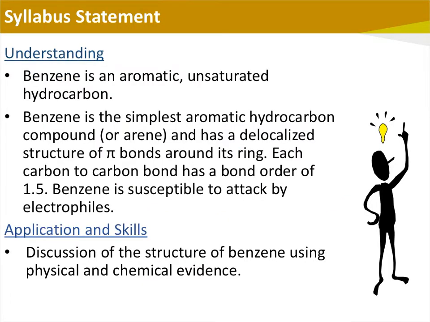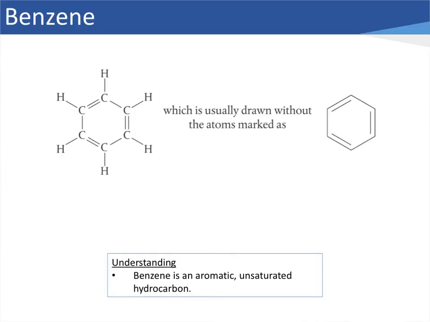Some syllabus statements that we've already worked on together in previous work on organic. Benzene is an aromatic unsaturated hydrocarbon. It is the simplest aromatic hydrocarbon compound, or arene, and each carbon-to-carbon bond has a bond order of 1.5. Benzene is susceptible to attack by electrophiles. Discussion of the structure of benzene using physical and chemical evidence. So these are things that we'll talk about a little bit here to review benzene.